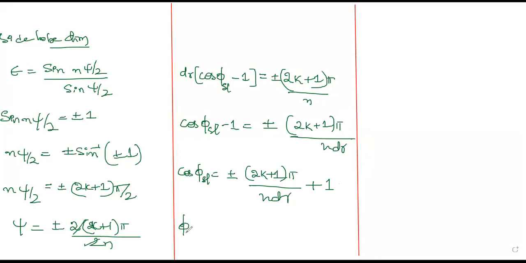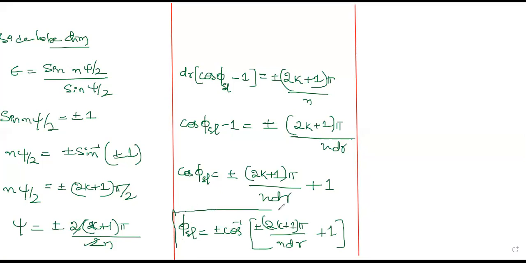Again, the equation should be in terms of phi, which is plus or minus cos inverse of plus or minus 2k plus 1 into pi by n dr plus 1. So this is the general equation. Again, k will take the value 0, 1, 2, 3, etc. So phi SL equation of an end fire array is plus or minus cos inverse of plus or minus 2k plus 1 pi by n dr plus 1. Is it okay?